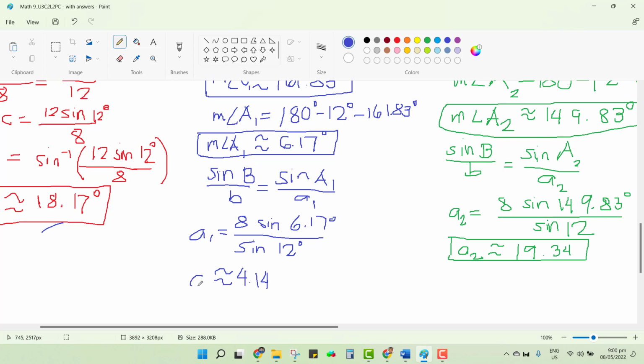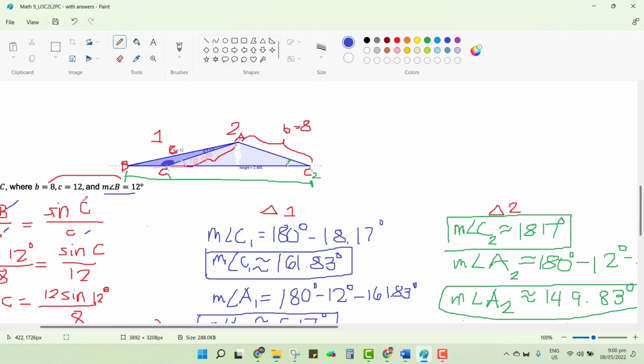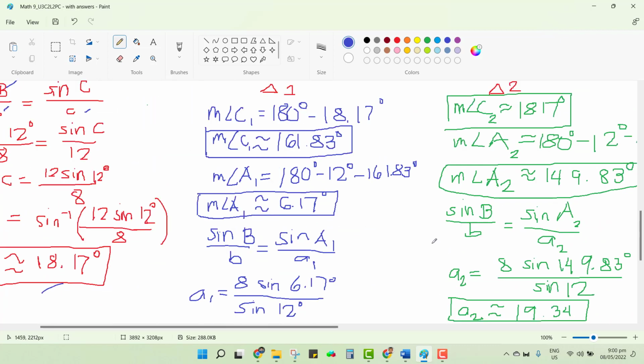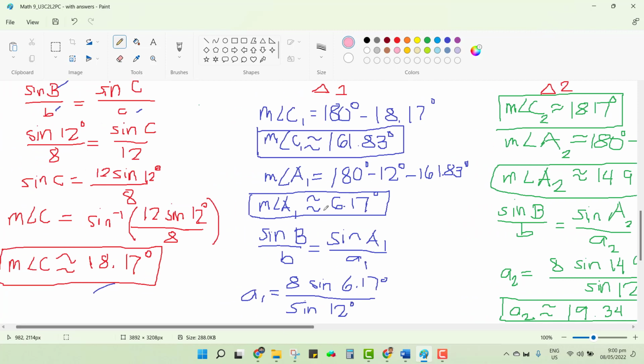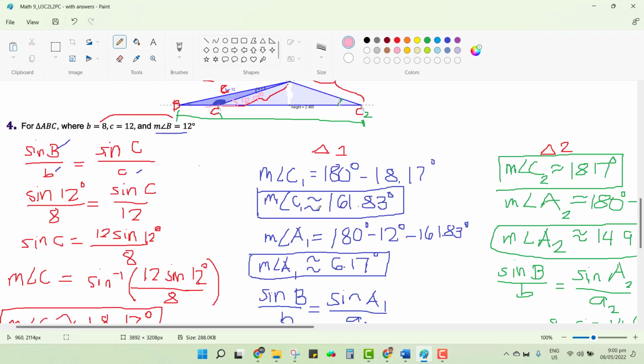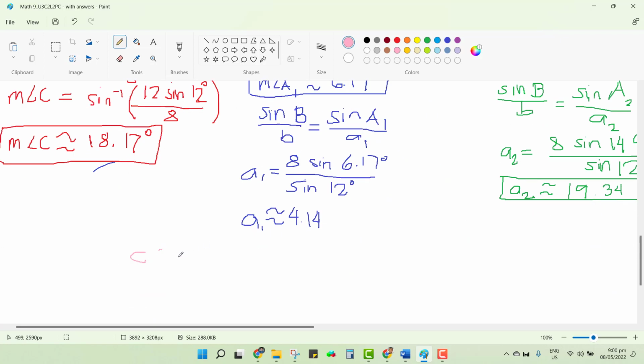4.14 units. Again, what was problematic here is that we have two triangles in this situation, so always consider looking at a different perspective. But of course, we could always check if we would like to. For the first triangle, let's look at the longest side. The longest side is C, followed by B, and then A. So you have C, B, and A.